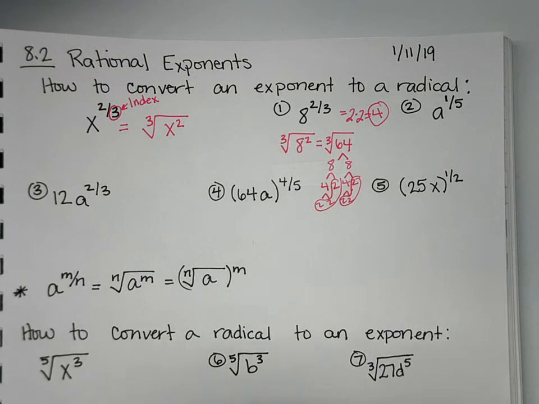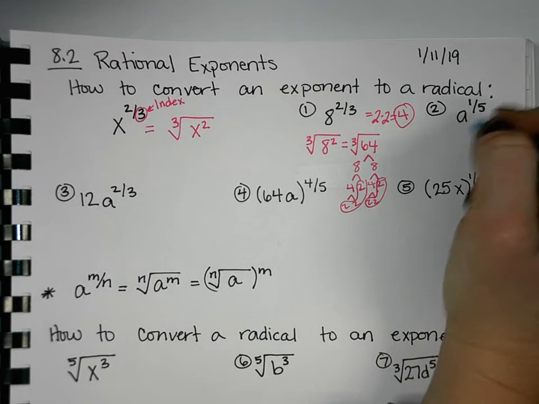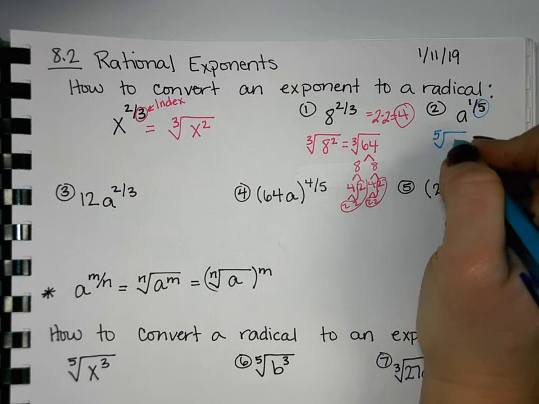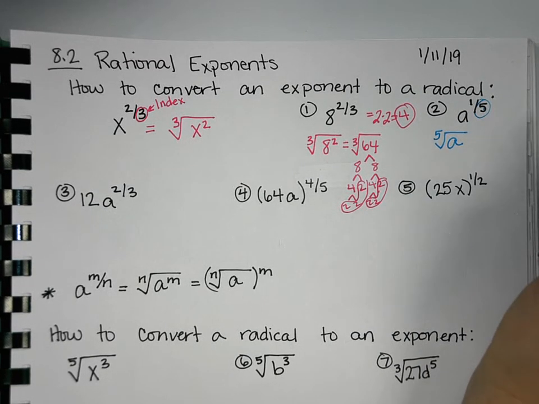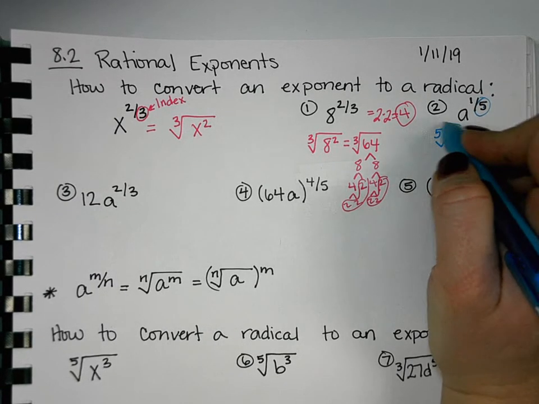Okay, so let's look at the next one. A to the 1/5. The 5 will come out as our index, and we have a to the 1st on the inside. Can we simplify that? No, it's a letter, so then we would be done at this point.